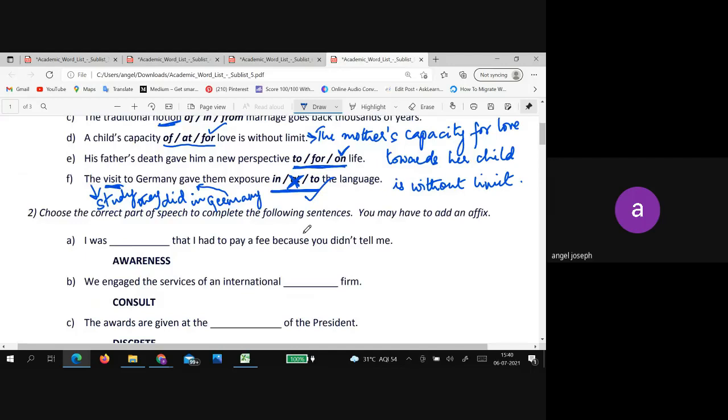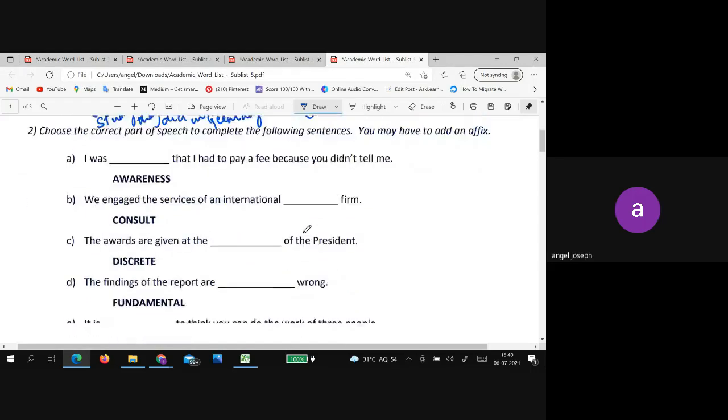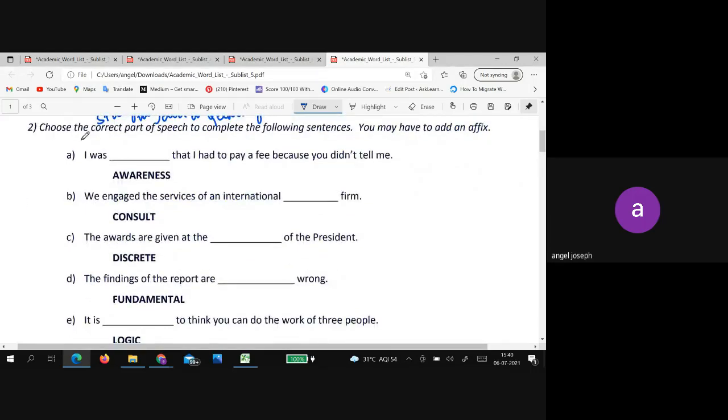Okay now. Can I go to the next one? Number 2. Choose the correct part of speech to complete the following sentences. You may have to add an affix. Affix is something in the front or at the back. So, I was dash that I had to pay a fee because you didn't tell me.